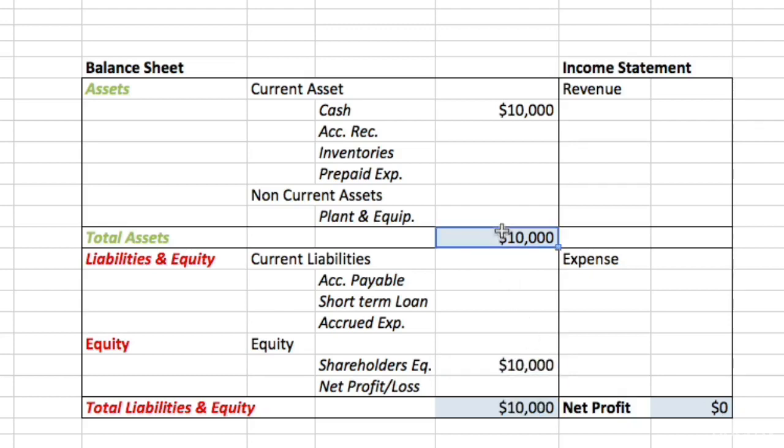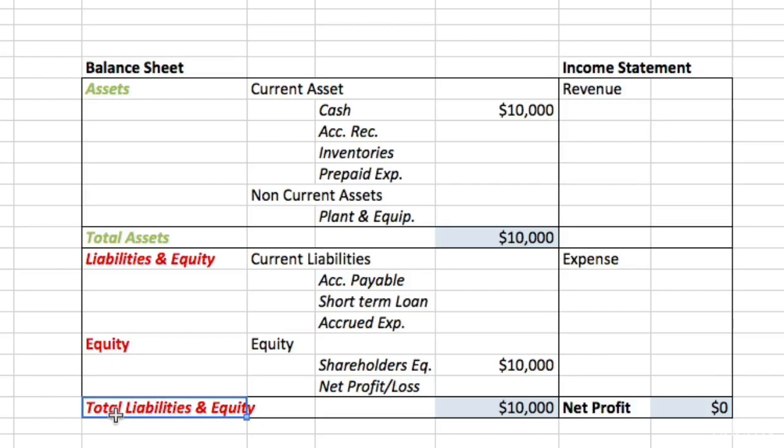And keep in mind that the balance sheet always has to balance. In other words, the total assets section always has to be equal to the total liabilities and equity. I'm going to show you through several examples how those two statements are interconnected. Let's consider our first example.